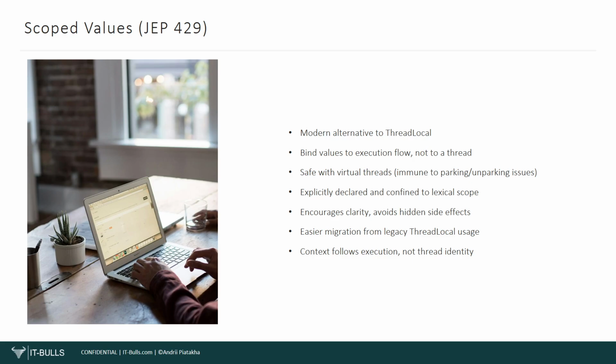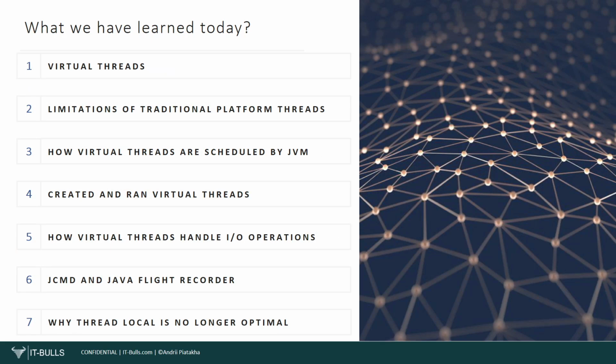Let's recap what we've learned today. We explored the concept of virtual threads introduced in Java 21 through JEP 444 and understood why they were needed. We reviewed the limitations of traditional platform threads and how Project Loom aims to solve them. You learned how virtual threads are scheduled by the JVM and how they differ from platform threads in behavior and performance. Together, we created and ran virtual threads and compared their performance to fixed thread pools.